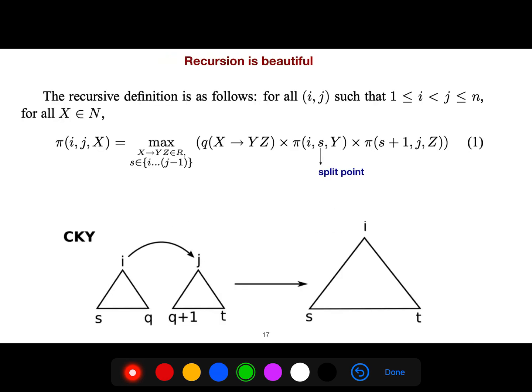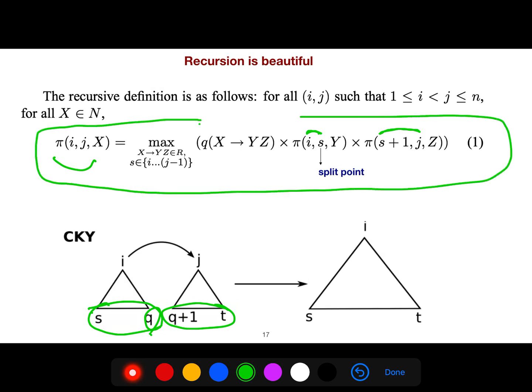How we do that is like this. The recursive approach says that the ij span, you can cut it at some point, then you have two spans, this span and this span. So we have two spans from X to YZ: from i to s, where s is called the split point. This is the first span and this is the second span. The first span is Y, and the second span is Z. This is the trick that we use. We relate the pi of the i and j span to the i and s, and s and j spans.